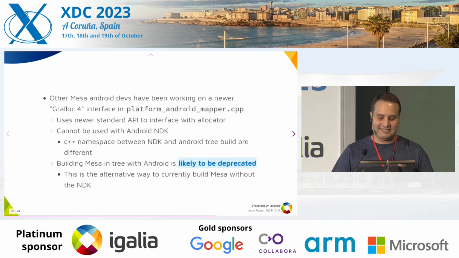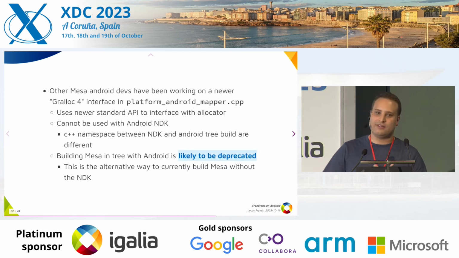There is, in fact, a newer API that is supported in Android, and it's under this file called platformandroidmapper.cpp, and there is an externally accessible API to interface with the allocator that I think would allow us to do everything that we want to do. But a big issue with it is that, as far as I understand, it cannot be used with the Android NDK, which is the main setup right now for building Mesa to run on Android, both in, from what I know, Turnip and my work in Freedreno.